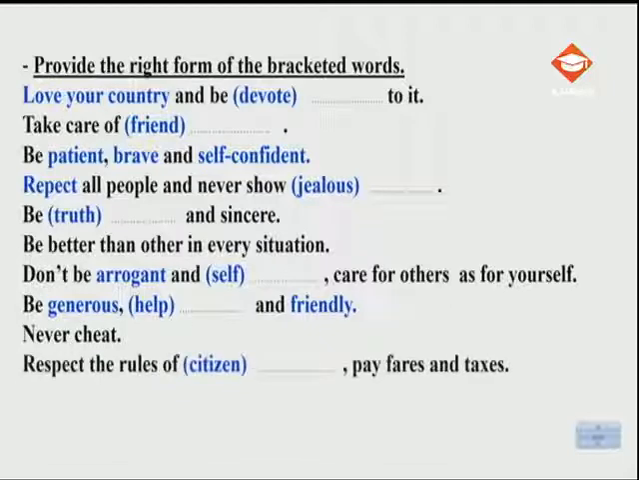Respect the rules of pay, fares, and taxes. I like the fact that you skipped the word and read the list. I need to understand the context so that I can give the right answer. You know, it's not good when you just answer fast. Sometimes you need to take time to think, try to understand the context. That's right. Sure, we have a correct answer.